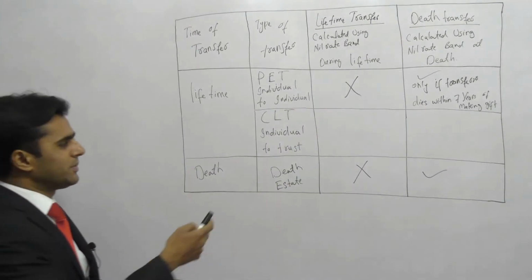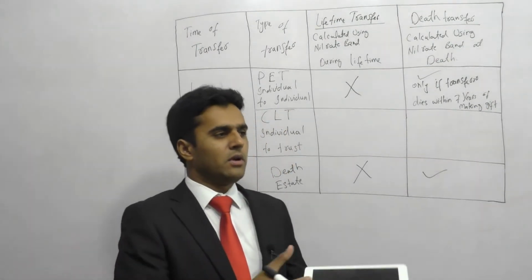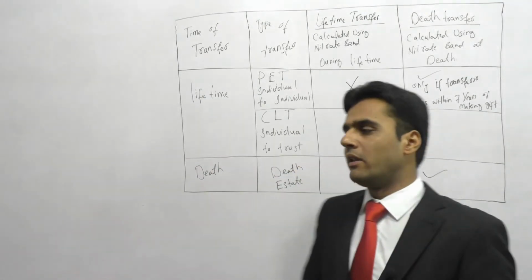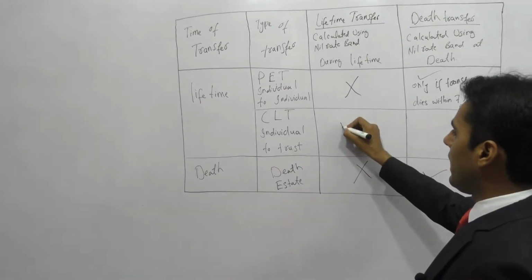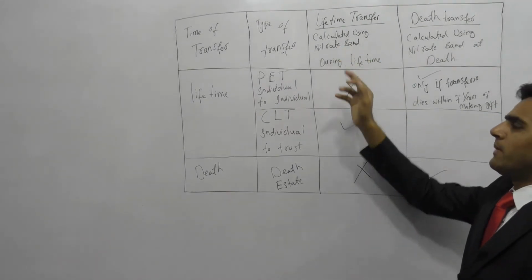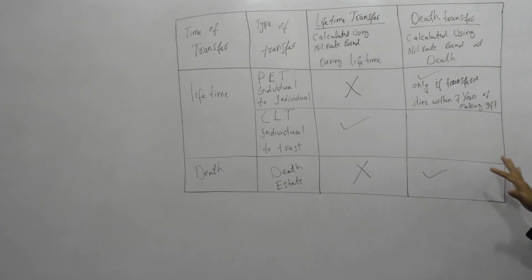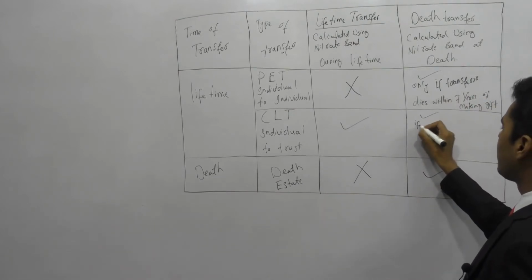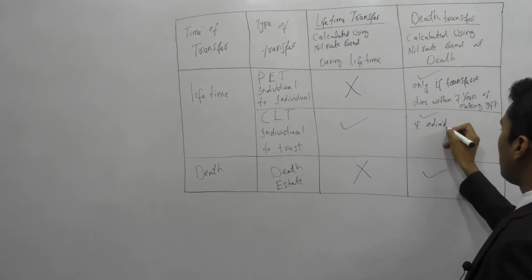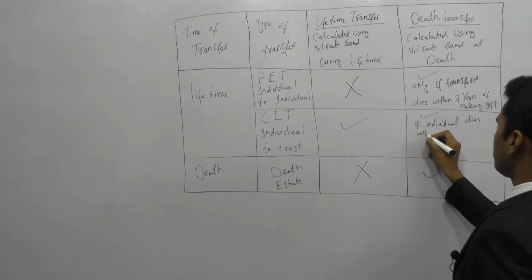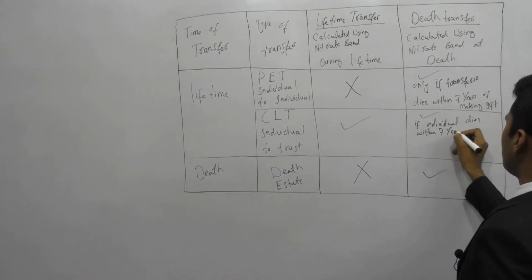Now the next one is a chargeable lifetime transfer, when an individual gifts to a trust. So the individual does not give to another individual, but transfers to a trust. In that case, on a lifetime transfer, you will have to pay tax, and it will be calculated using the Nil Rate Band during lifetime. And on death as well, he will have to pay again, but only if the individual, or you can say the transferor, dies within 7 years.